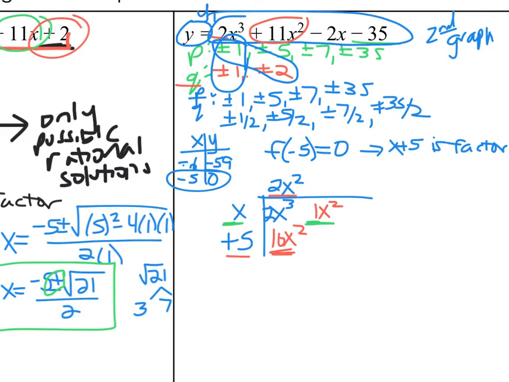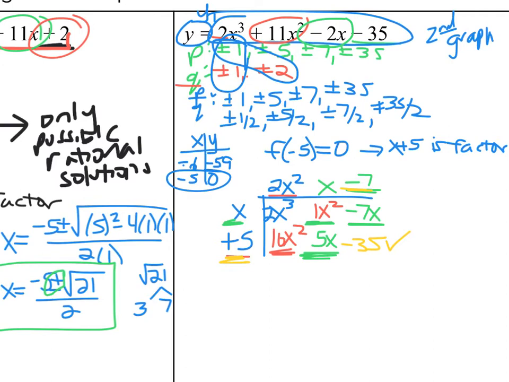Okay, what times x gives me 1x squared? That would be a 1x. Multiply by 5, I have 5x. I want -2x, so I need to take away 7. What times x gives me -7x? That would be -7. And 5 times -7 is -35. Yay, that worked. Remember, in all of these, it should divide evenly.